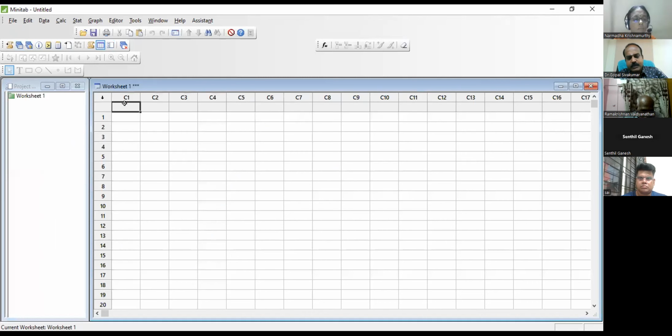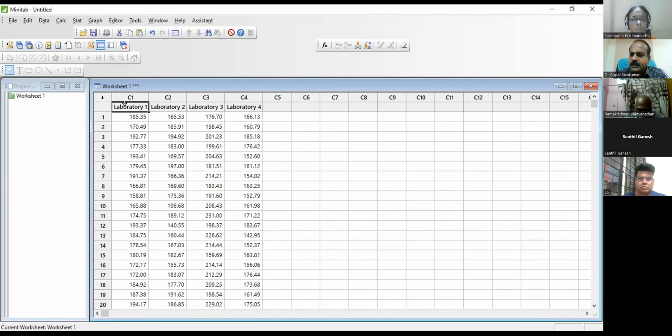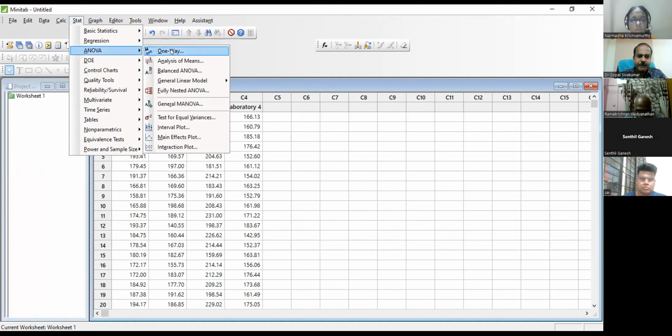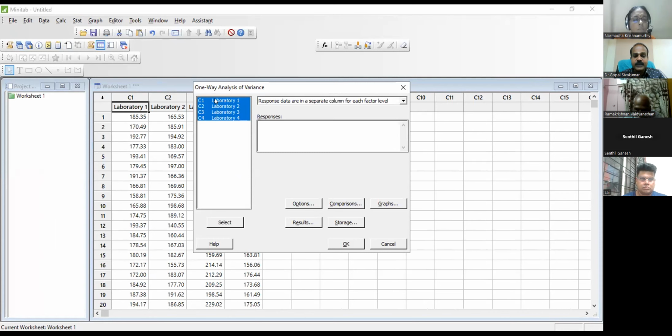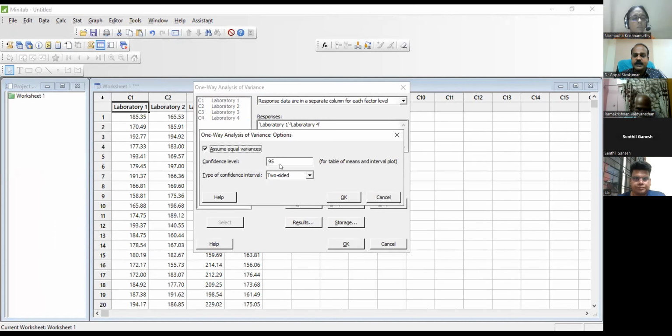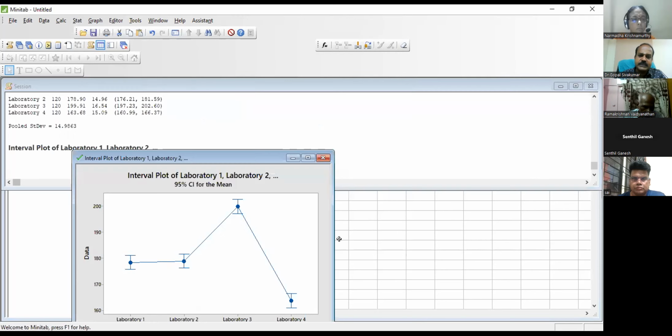I place my cursor in the gray bar, paste it here. Now data is available in Minitab. I will say there is a significant difference if the p-value goes below 0.05. Am I right? So Stat, ANOVA, One-way ANOVA, and then data in separate column. And these are the columns 1, 2, 3, 4. Select Options. Always we assume equal variance, 90% confidence level, two-sided. Okay. And again, okay. All that you need to check is whether the p-value is less than 0.05 or more than 0.05.